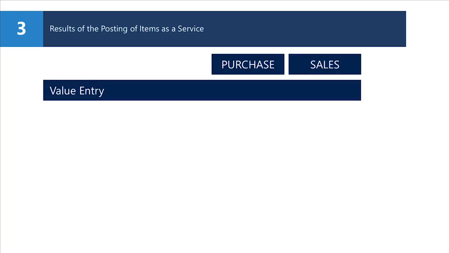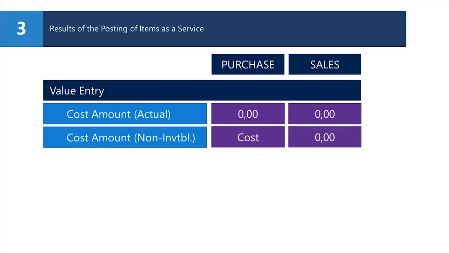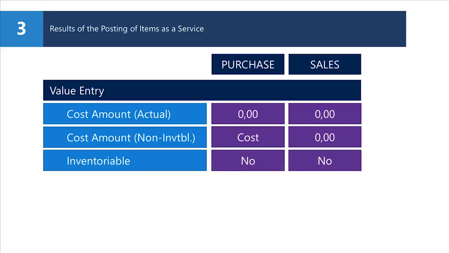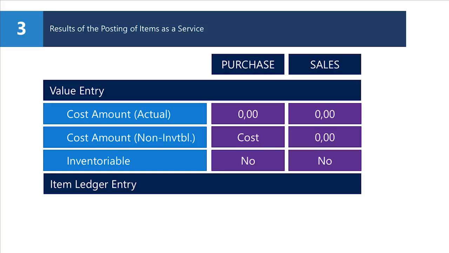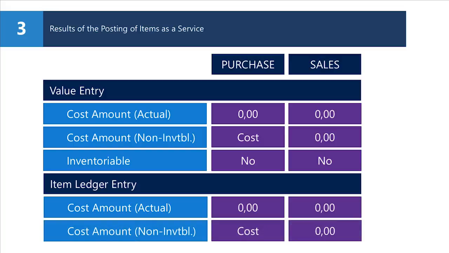When we look at the value entry, we can see the following. We will have no value in cost amount actual in both cases, but in cost amount non-inventoriable we will have the purchase cost in the purchase case and 0 when we post sales. In both cases we will have no in the inventoriable field. When we look at the item ledger entry, we can see the following. Again, we will have no value in cost amount actual in both cases. And as in the value entry, when we post a purchase, we will have the cost value in the cost amount non-inventoriable, but when we post a sales document, we will have 0.